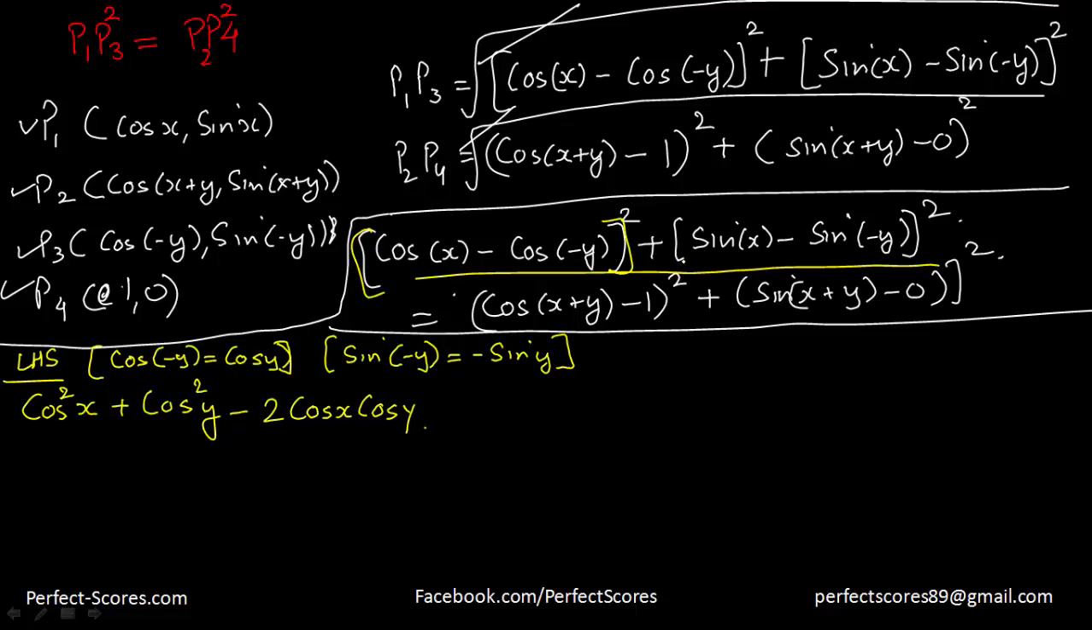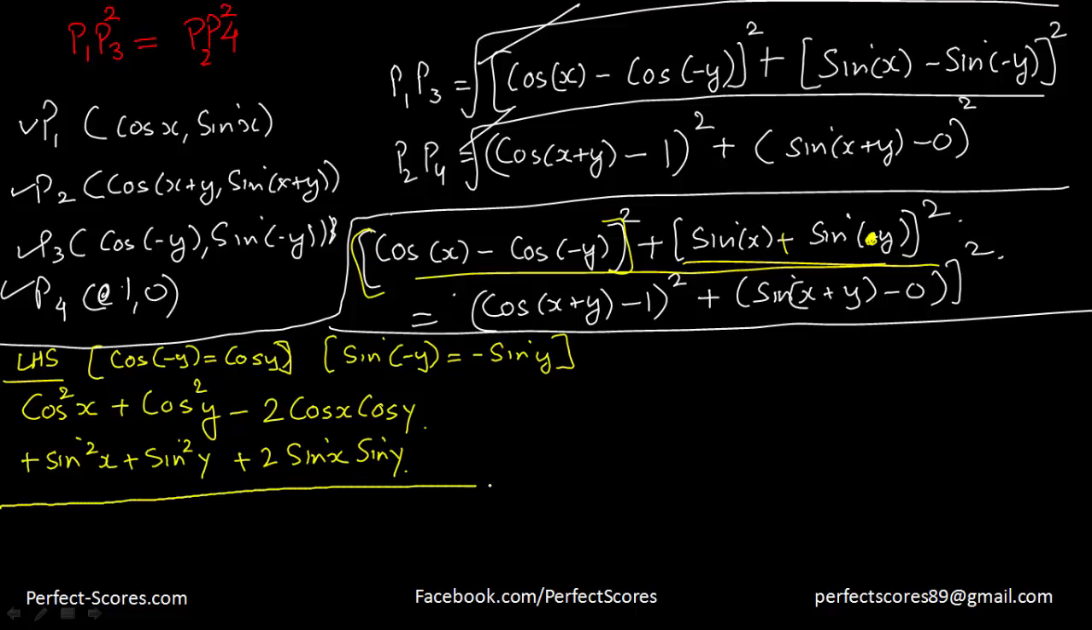Now let's open this term up. It's going to be a minus b whole square here, which is going to be sine square x. Since this is sine of negative y, it becomes negative sine y, which means this becomes sine x plus sine y. If I square this up, this is plus sine square y, and this is going to be a positive number, plus 2 times sine x and sine y.